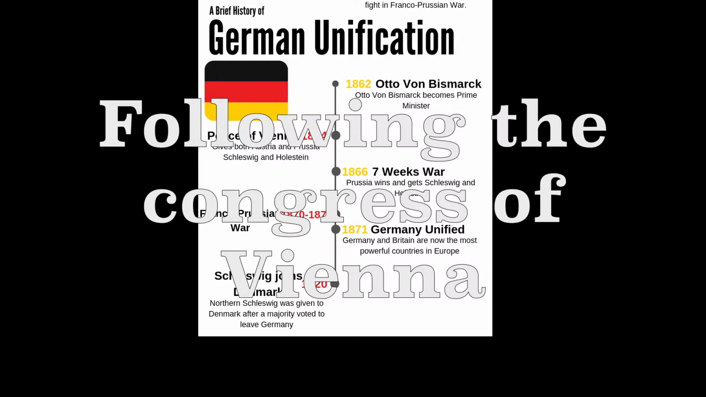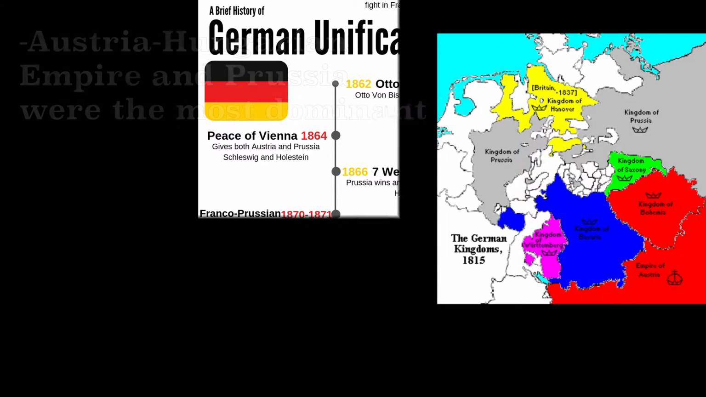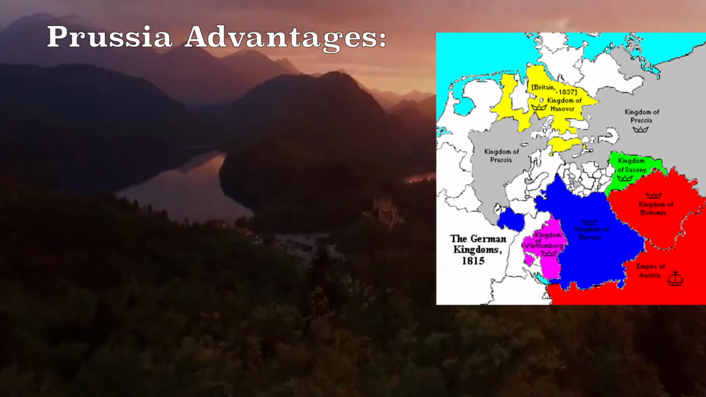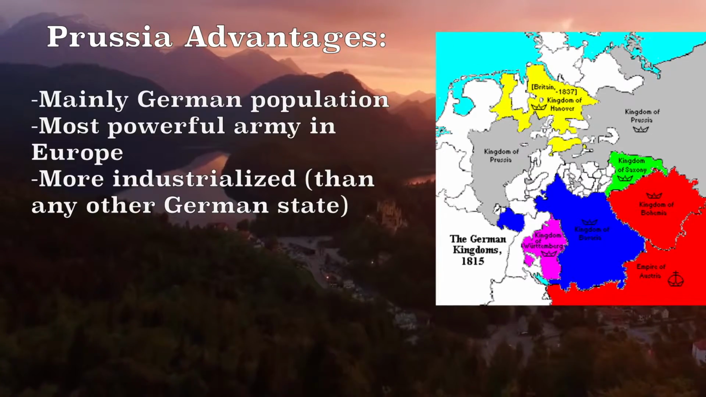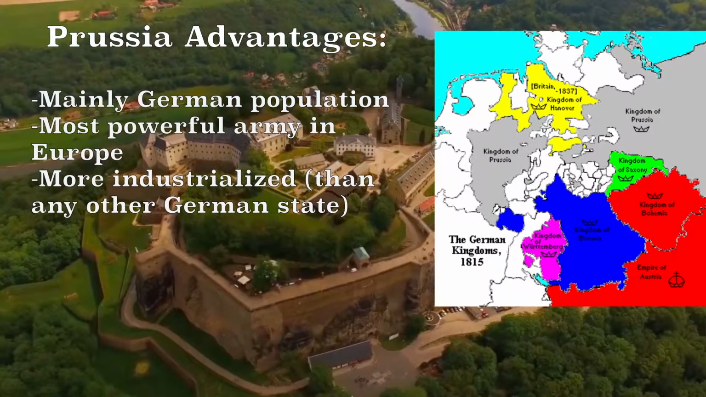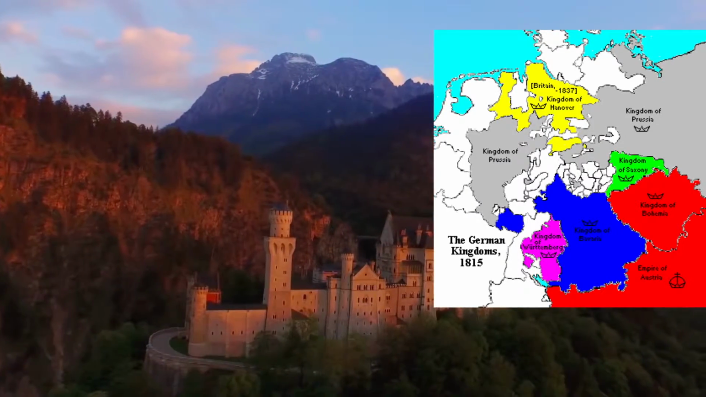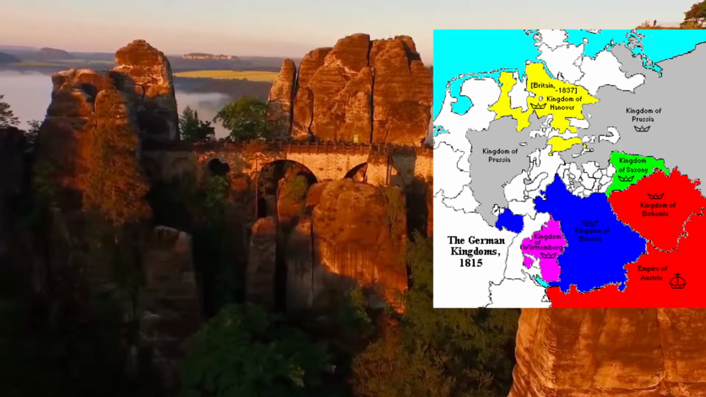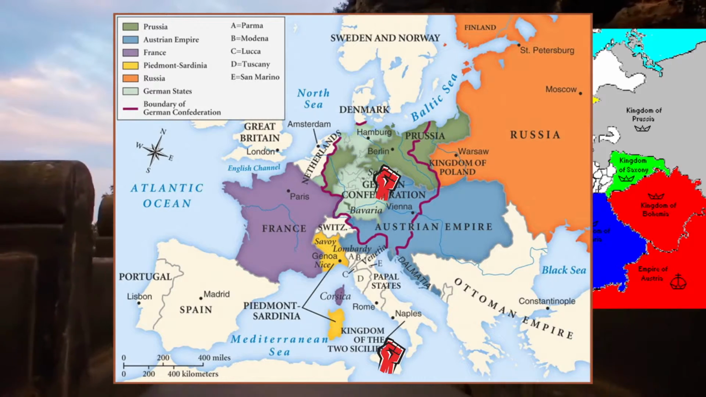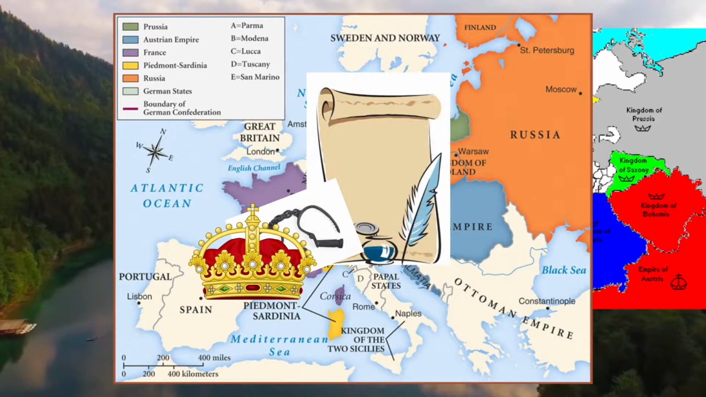Following the Congress of Vienna, 39 German states formed the German Confederation. The Austro-Hungarian Empire and Prussia dominated the Confederation. Prussia had many advantages, including that it had mainly a German population, the most powerful army in Europe, and industrialized faster than any other German state. The friendship between the two German states would soon turn into a conflict in an attempt to unify Germany, and in 1848, democratic revolutions broke out all over Europe. As a result, Prussia created a liberal constitution to limit the power of the king.